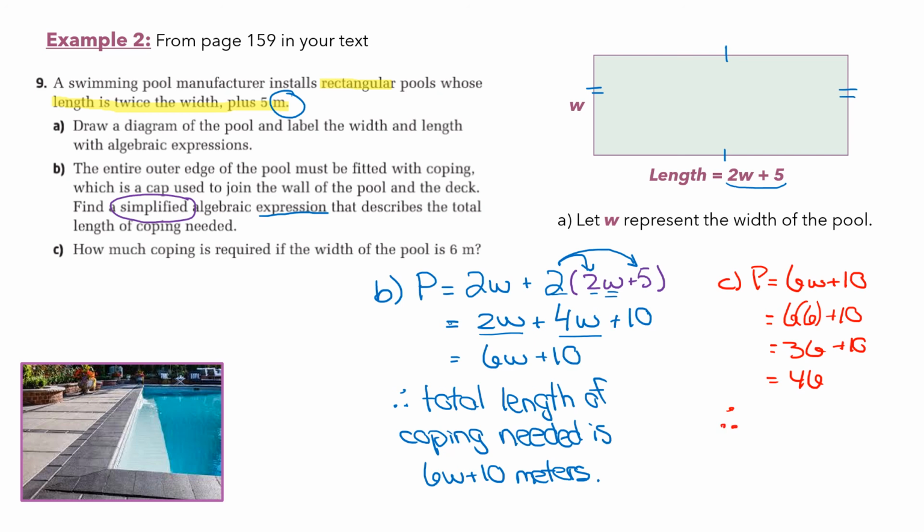Therefore, what does that 46 mean? It costs $46 to put coping on the pool. You know, look at what the question asks for, how much coping is required. So that's the sentence you need to write. 46 meters of coping is required. There's your final sentence. For word problems, read the questions slowly.